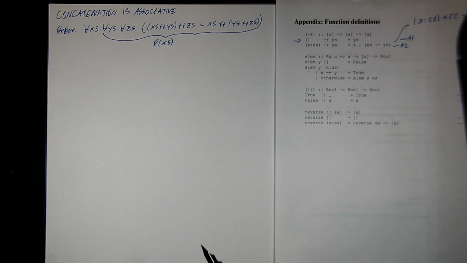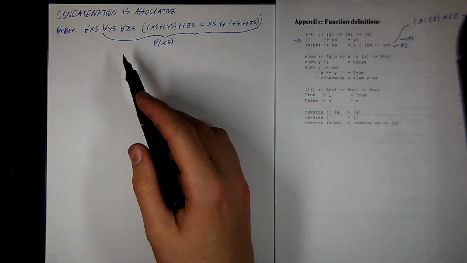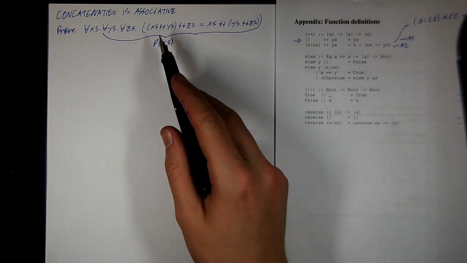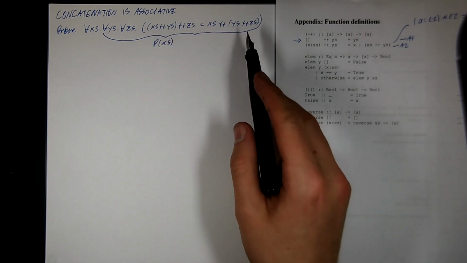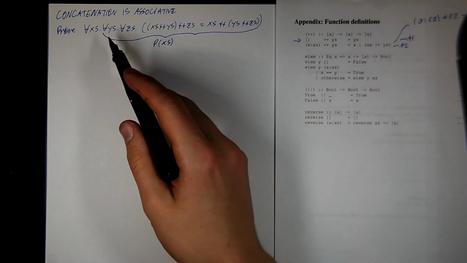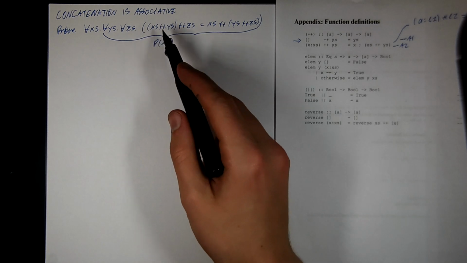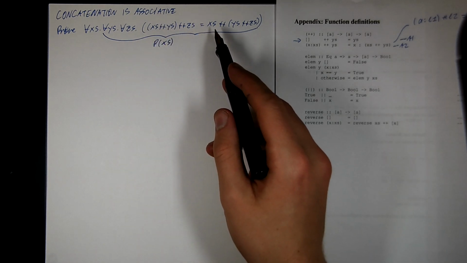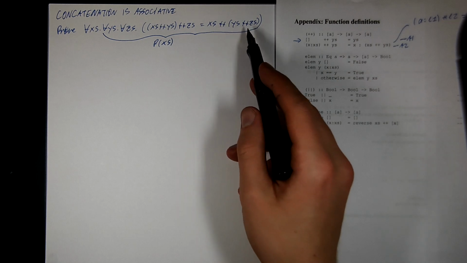Okay, so now we're going to prove that concatenation is associative, which means if you're concatenating three lists together, it doesn't matter if you do the first two first or the last two first. Notice all the quantifiers. We want to prove for all xs, for all ys, for all zs, (xs concat ys) concat zs is the same as xs concat (ys concat zs).